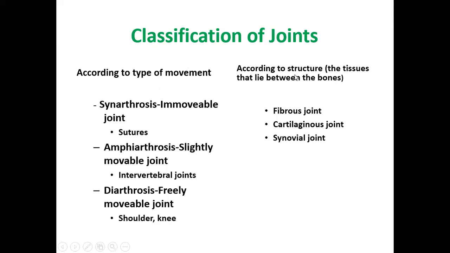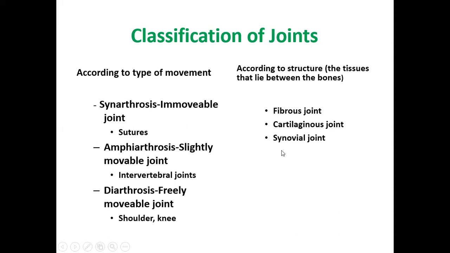Now the second classification is depending on the structure of the joint, the tissues that lie between the bones. The first type of joint is the fibrous joint, where there is fibrous tissue between the bones. Such joints are called fibrous joints. Then we have the cartilaginous joint.